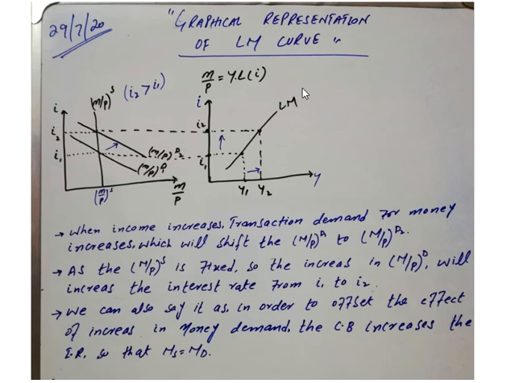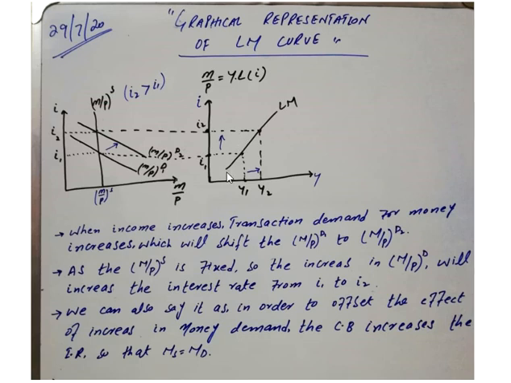For drawing the LM curve, we will write these interest rate values next to the right side of this diagram. So I2, write it as I2, and I1, write it as I1. We know that when income is Y1, the interest rate is I1, and when the income is Y2, the interest rate is I2.